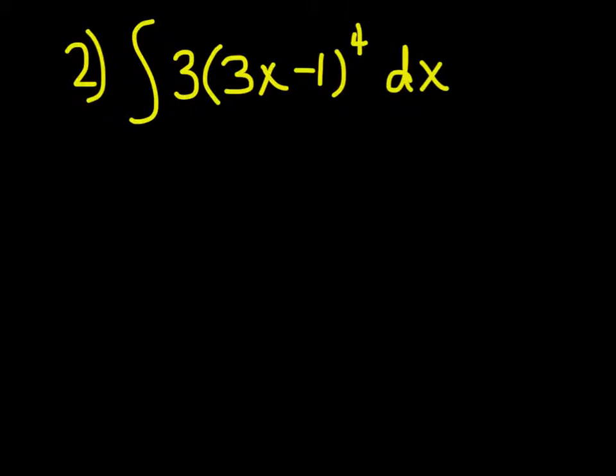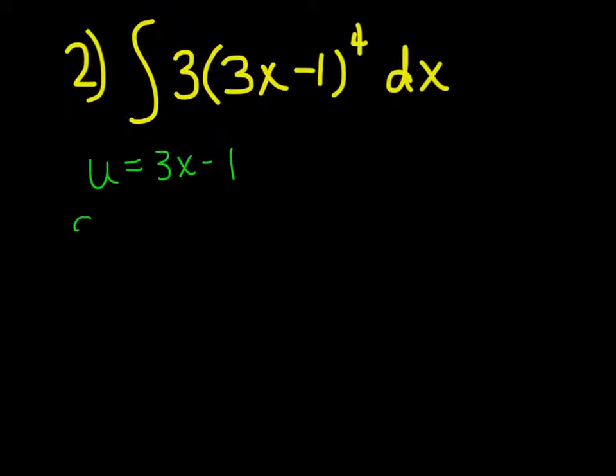Okay, the second problem is the integral of 3 times (3x minus 1) to the 4th dx. As we take a look at this, again, we're looking for the function inside the function. So what is inside? Well, it looks to me like this 3x minus 1 is what is inside the parentheses. That's what's being raised to the 4th power. That is what we're going to set as u. So u is equal to 3x minus 1.